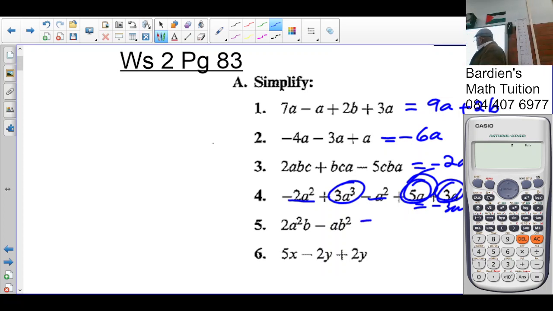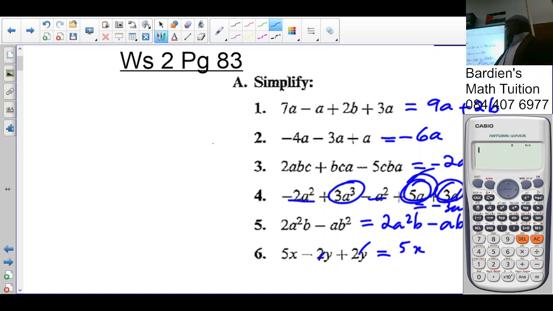The next one is 2a squared b minus ab squared. Why? They are unlike terms. Not so. Number 6. Those cancel. Any issues here, people? Any confusion here? No confusion at this point.